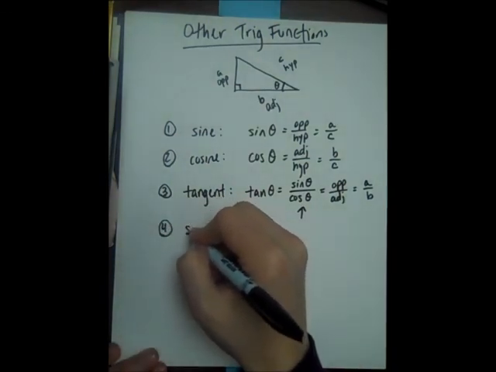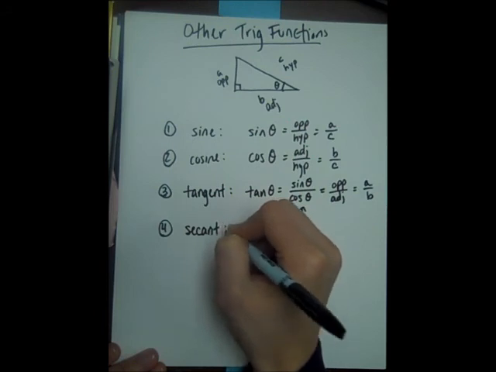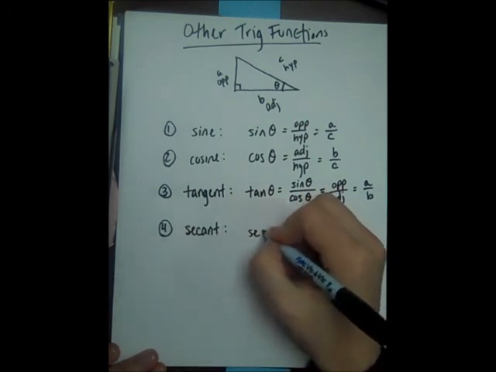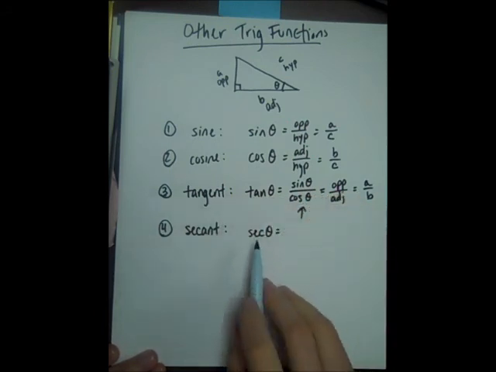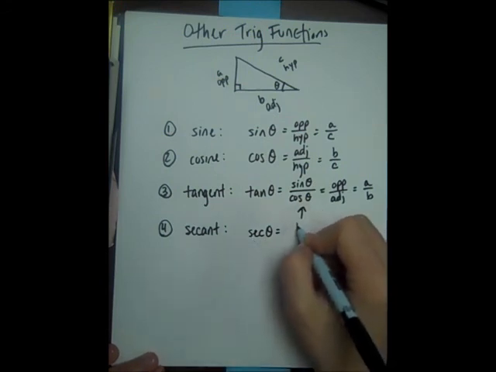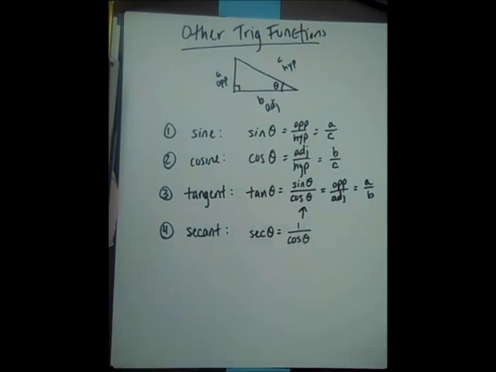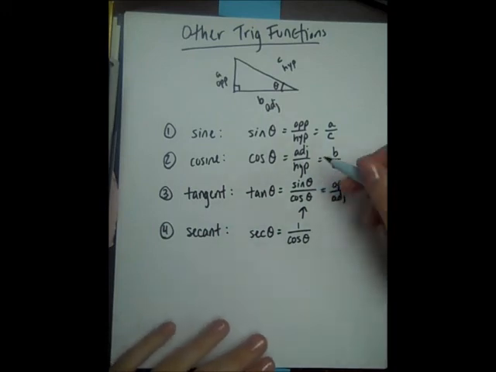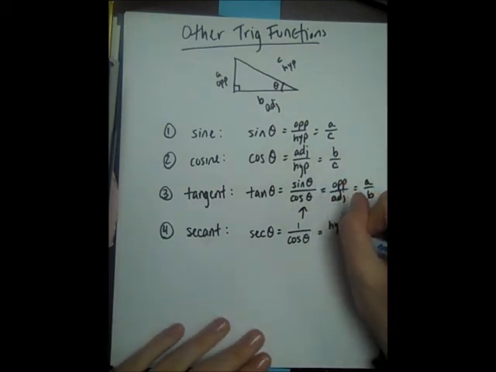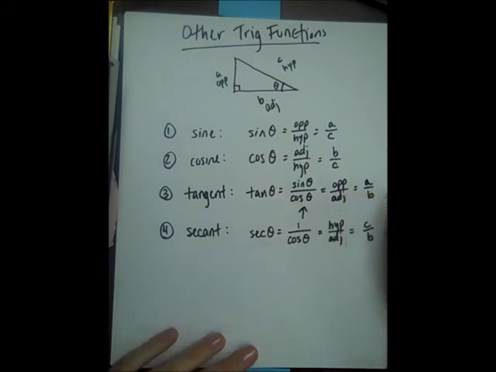Next, we can have the secant. Secant of an angle. You would think this would match up with sine, but it does not. This matches up with cosine. So secant of an angle is 1 over cosine of that angle. So it's the reciprocal of the cosine. So if I come up here and write down the reciprocal of the cosine, I get hypotenuse over adjacent, which is C over B. So if you know cosine, you can figure out secant just by finding the reciprocal.